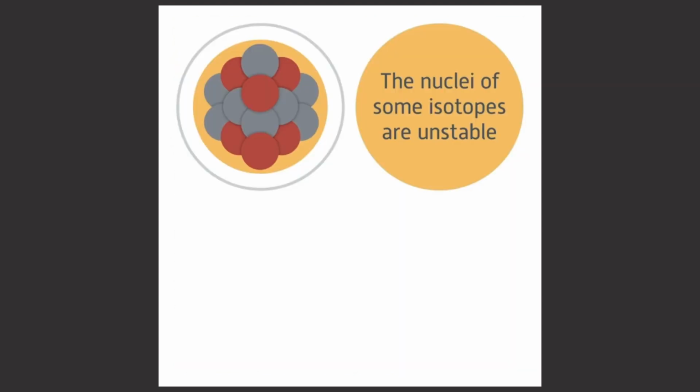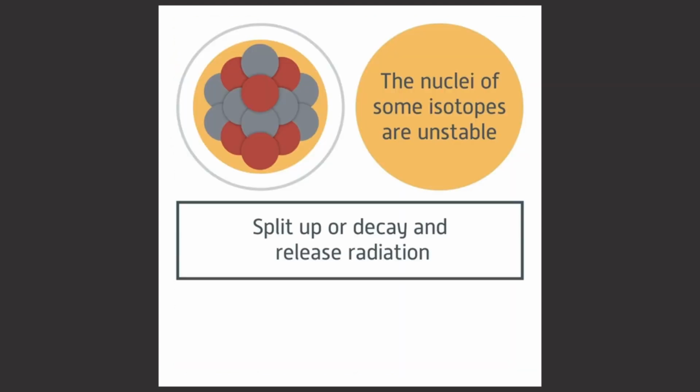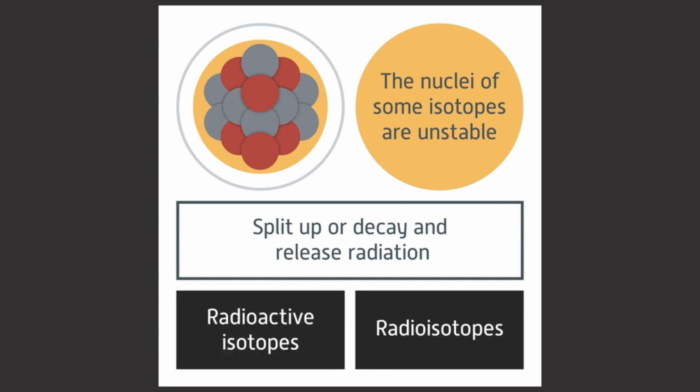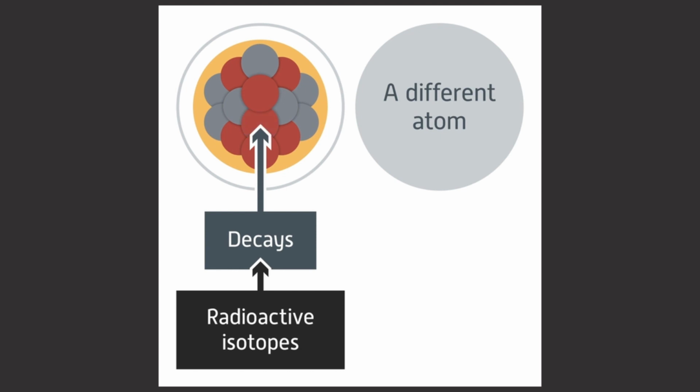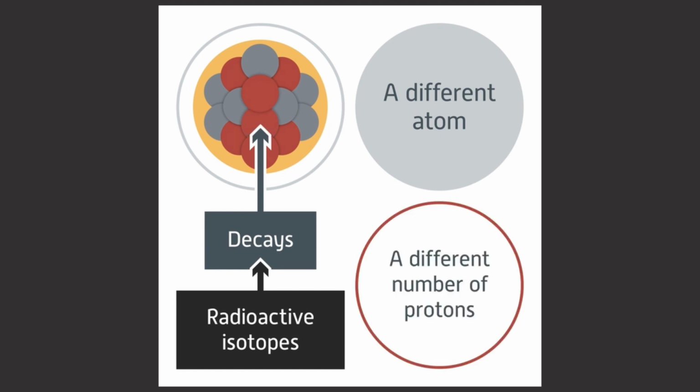The nuclei of some isotopes are unstable. They can split up or decay and release radiation. Such isotopes are called radioactive isotopes or radioisotopes. When a radioactive isotope decays, it forms a different atom with a different number of protons.